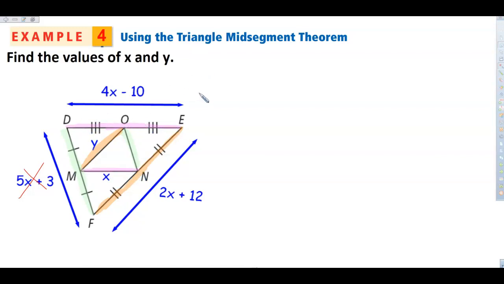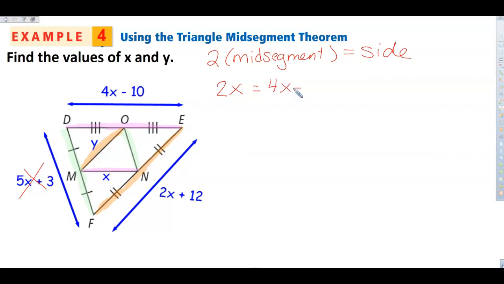So if I look here, I have an X in my pink and an X up here with these pinks. So my mid-segment, I'm going to double my mid-segment. Remember, we're going to do 2 times that mid-segment is equal to the side. So I'm going to do 2 times X is equal to 4X minus 10. I'm going to subtract 4X from both sides and get negative 2X equals negative 10. Divide both sides by negative 2. I'm going to get that X is equal to 5.